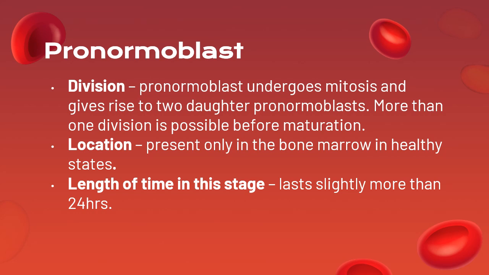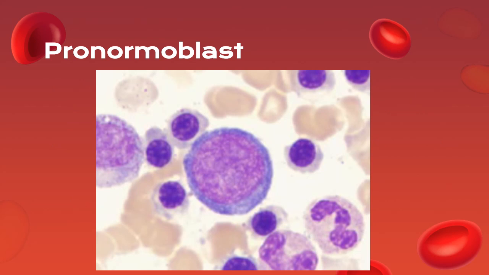Division, pronormoblast still undergoes mitosis and give rise to 2 daughter pronormoblasts. Then, more than one division is possible before maturation. Location niya is only present in the bone marrow for healthy individuals. And then, length of time is lasts slightly more than 24 hours. So, yan yung itsura ng pronormoblast. So, as mentioned, normally seen lang siya sa bone marrow on healthy individuals. Now, if you've seen it sa peripheral blood smear, sabihin, hindi healthy si patient natin. Okay? So, ayan yung itsura ng ating pronormoblasts.